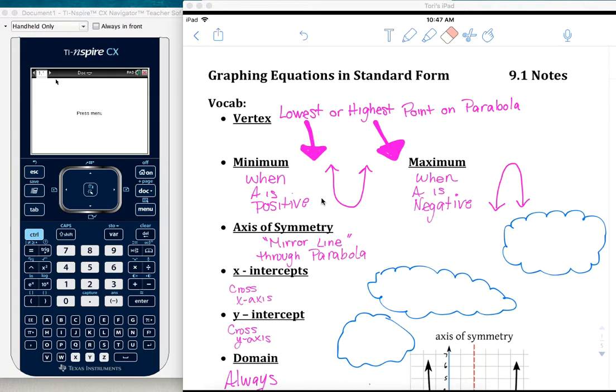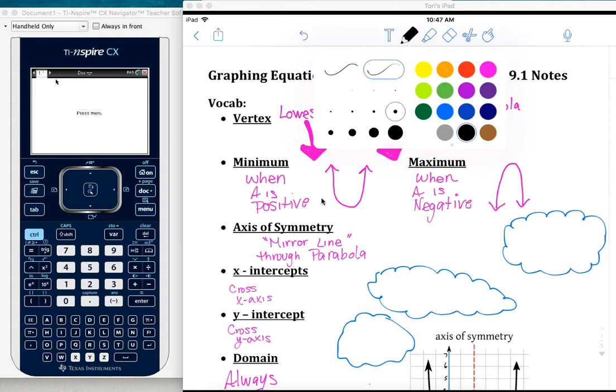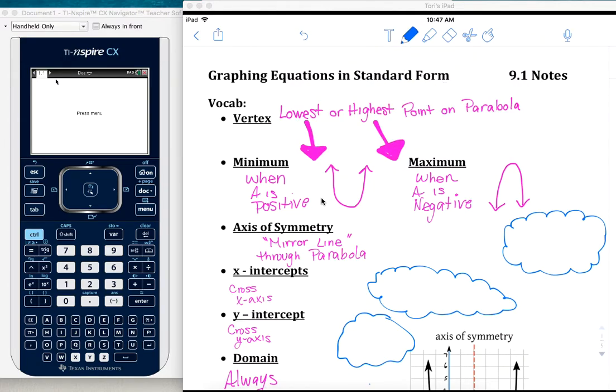All right, so at this point, you should have written down everything that you saw. Let's go ahead and talk about some of these. So first of all, when we write down what a vertex is, it's the highest or lowest point on our parabola. Again, a parabola is the shape of that graph. It's our U or our upside down U, kind of looks like an umbrella. So a vertex would be the very lowest point or the very highest point on our graph.